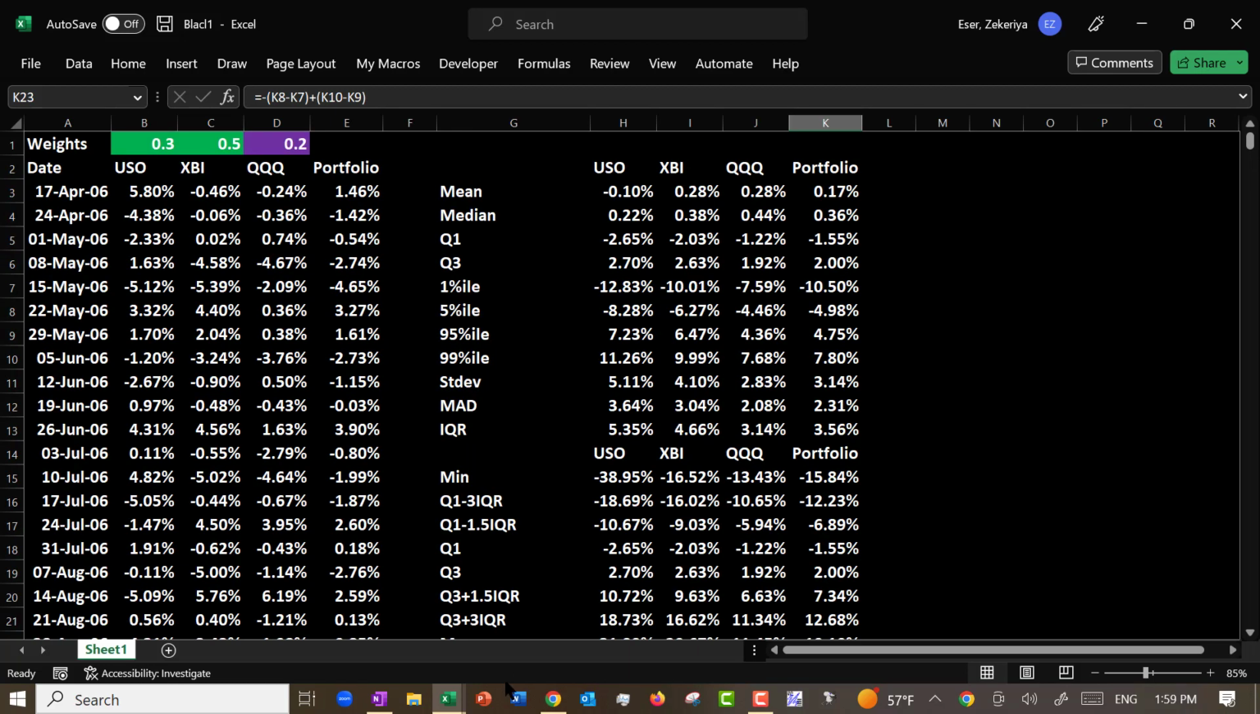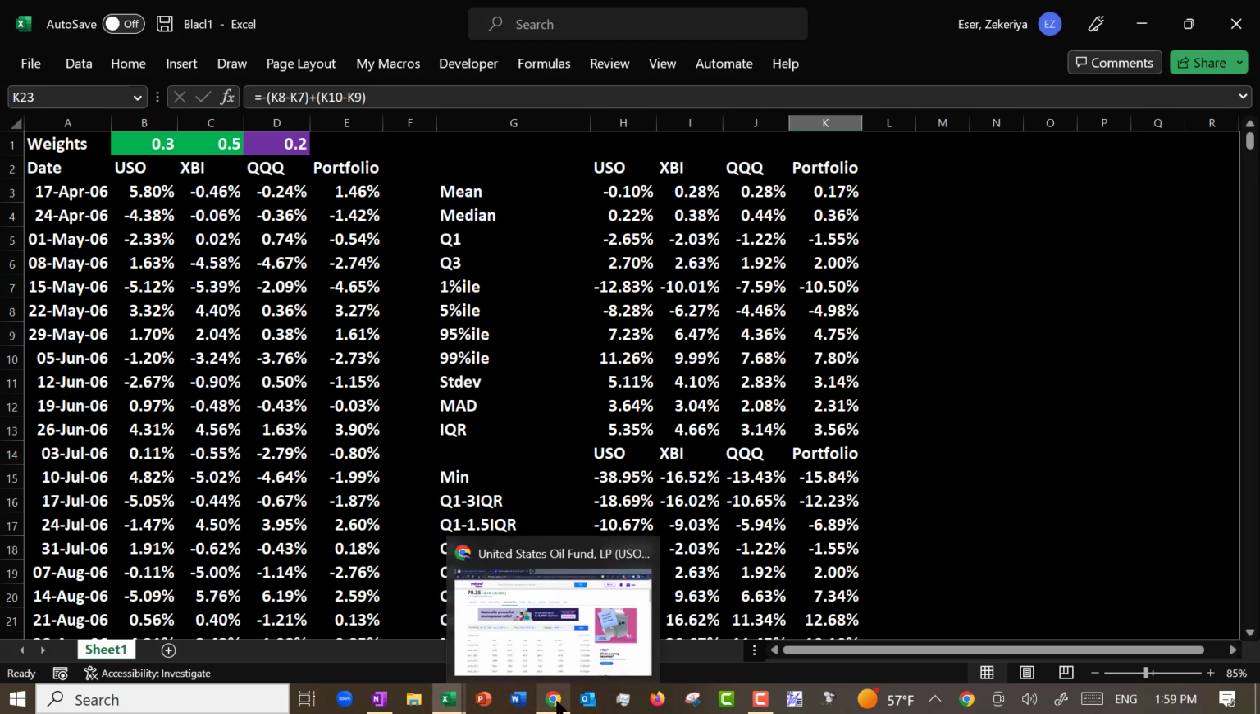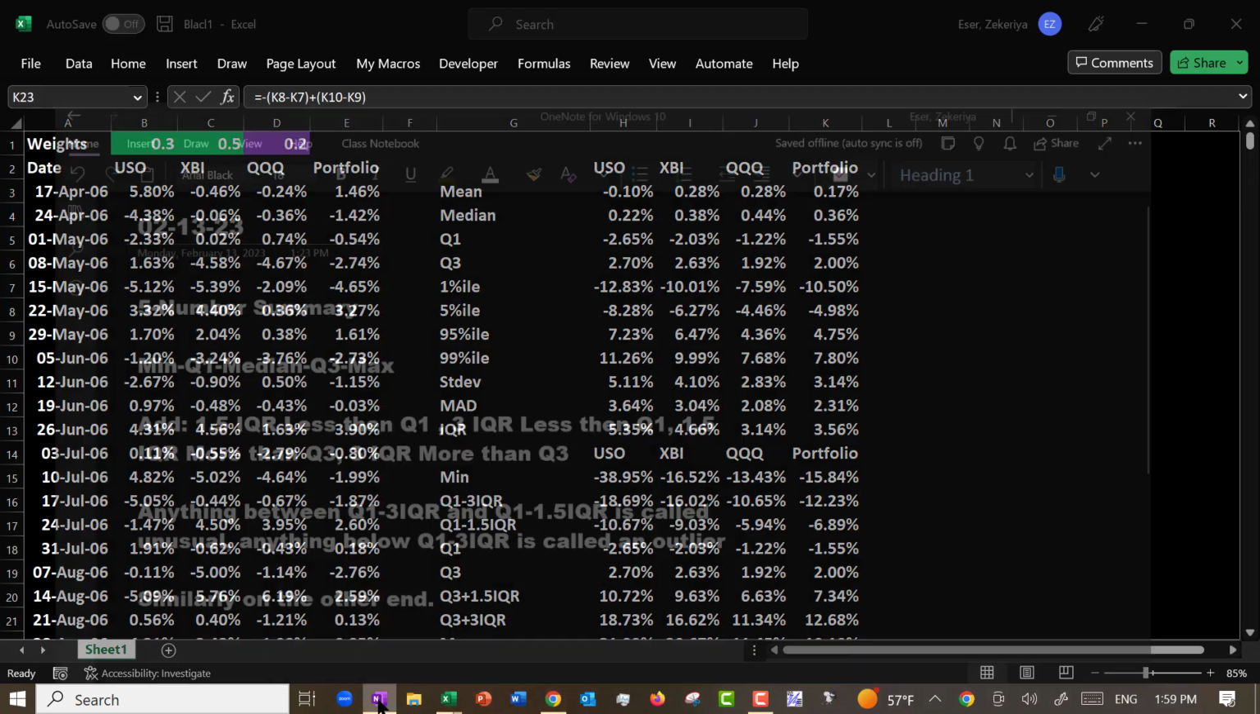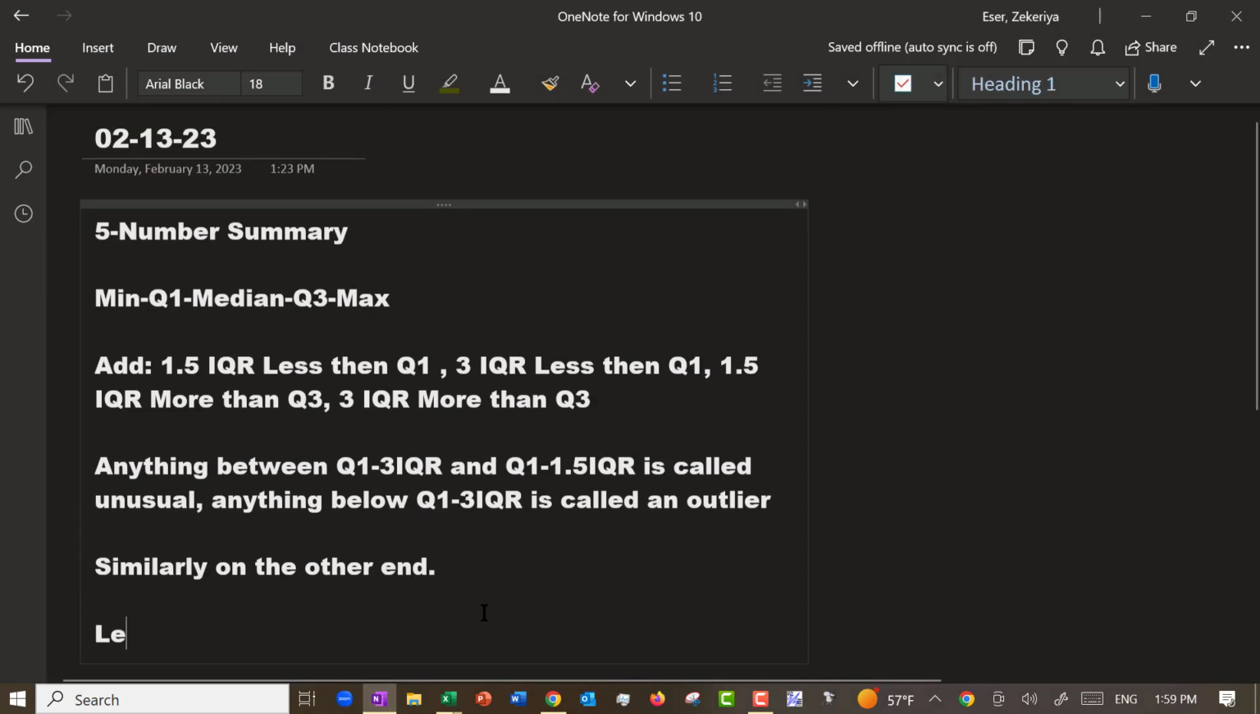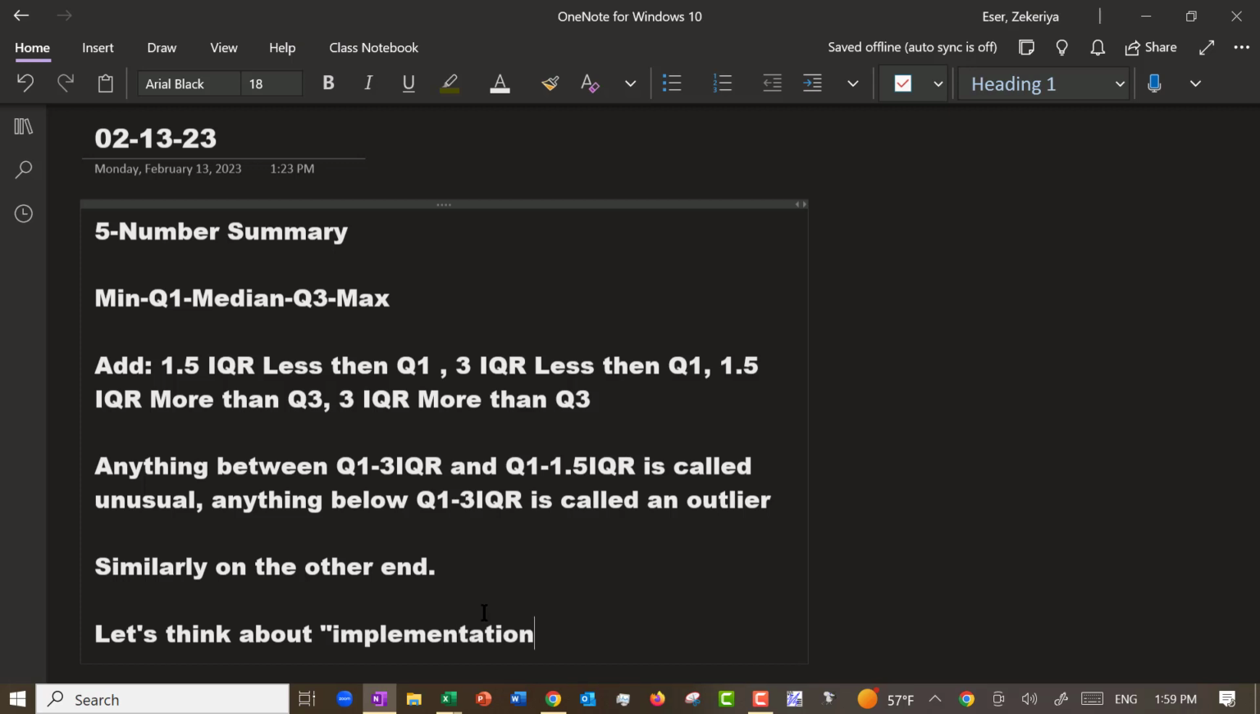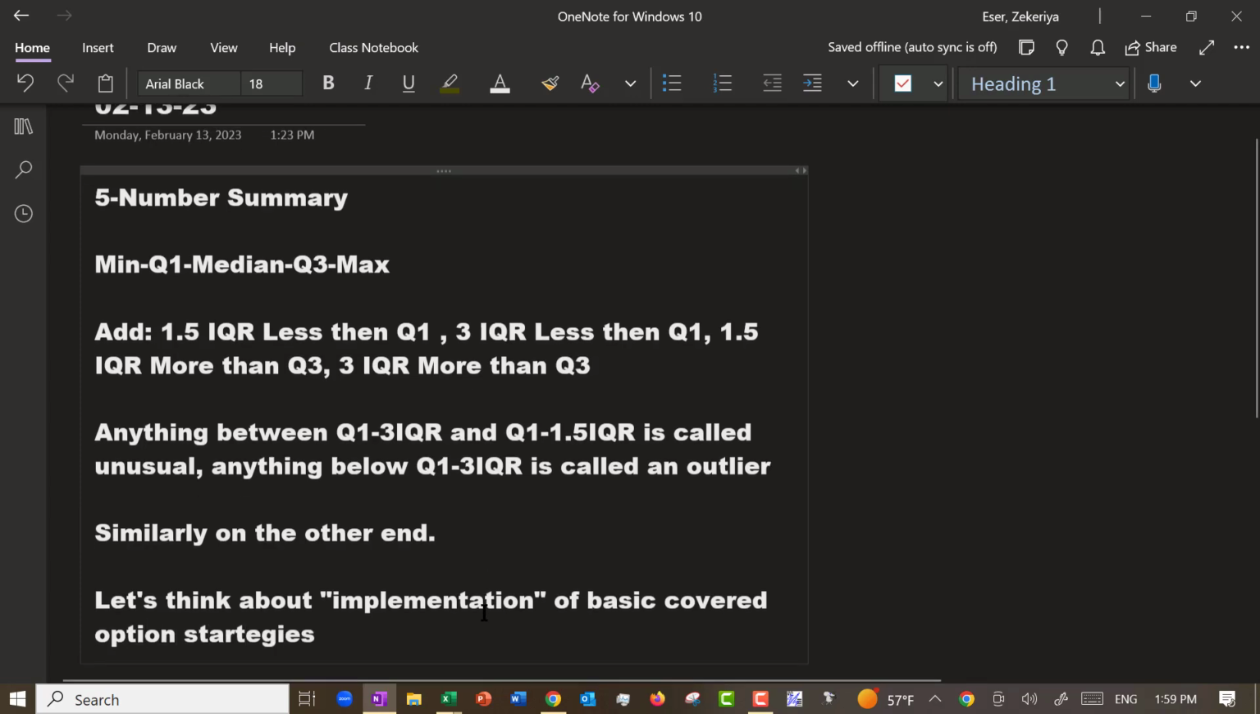I'm going to briefly talk about how to think about two basic strategies, about the implementation of basic covered option strategies, covered call and covered put.